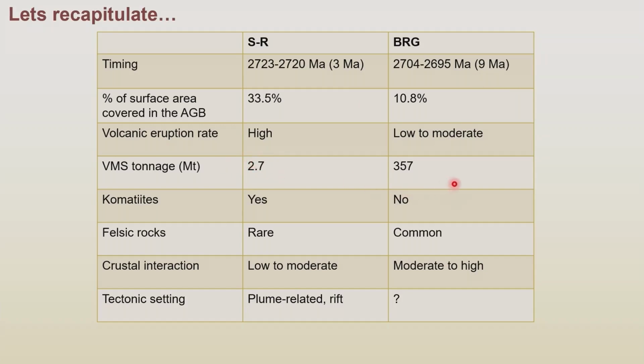We have komatiite for the Stoughton-Roquemaure, not for the Blake River. The felsic rocks tend to be more rare in the Stoughton-Roquemaure. For the Blake River, they tend to be more common.